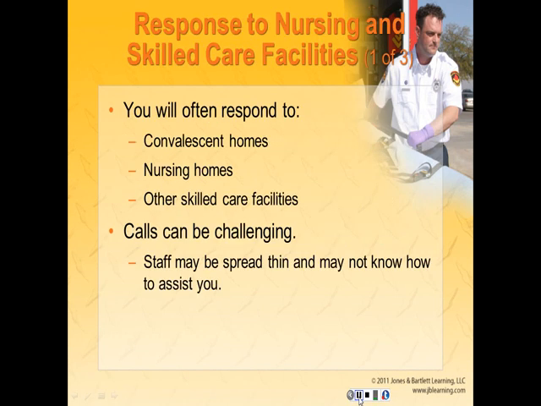Response to nursing and skilled care facilities. Elderly patients who you will see, assess, and transfer are often found in convalescent homes, nursing homes, and other skilled care facilities. The kind of facility will depend on the type of care the patient needs. Nursing homes are facilities that serve patients who need 24-hour care and are sometimes a step down from an acute care hospital. Patients require assistance with daily living and need therapeutic or rehab services.